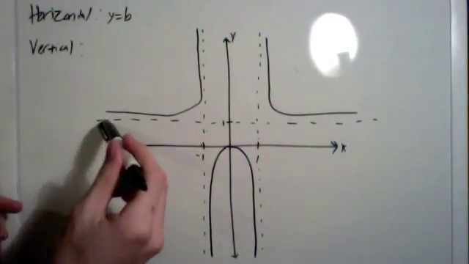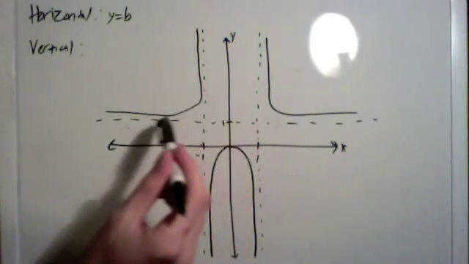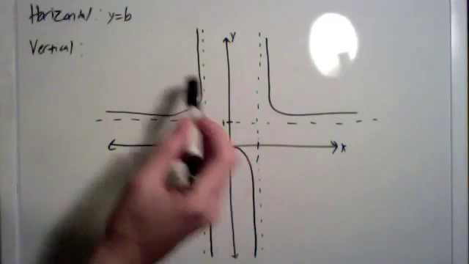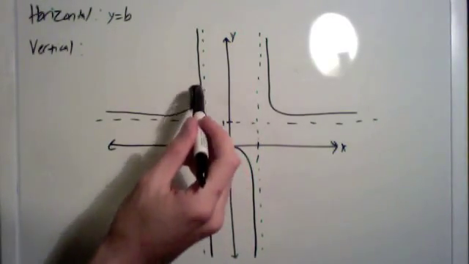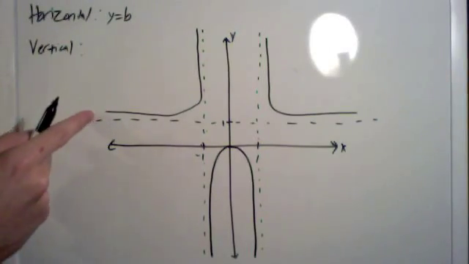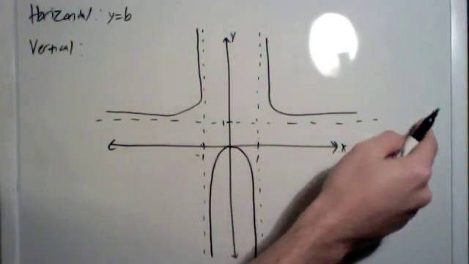You can see an example of a horizontal asymptote right here. This dashed line shows that it's at y equals 1, so there's our equation. And notice that it gets really close, and as you go out to infinity, it would get closer and closer to this line in both directions.